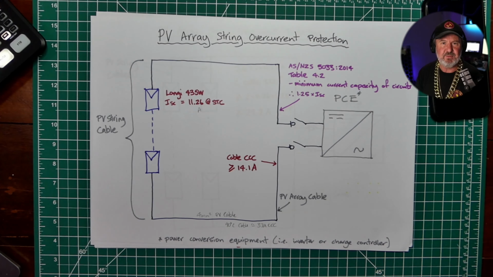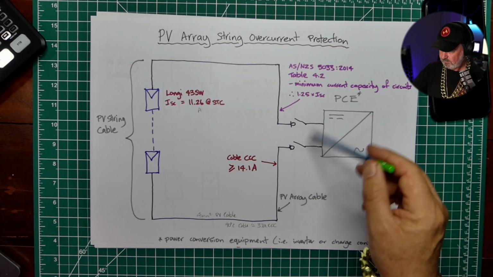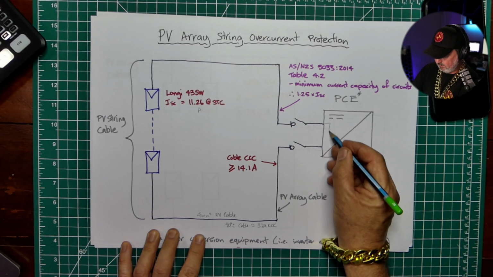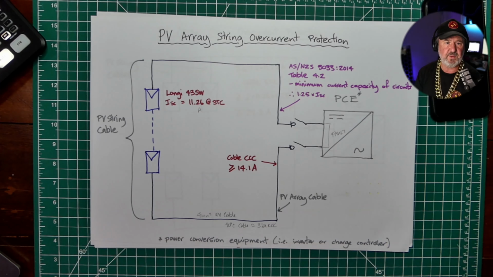But now comes the rub. There's another step in this process, which is in a fault condition, where you may well have a fault on the PCE side. So let's say this inverter chooses to short circuit the array. And so we've got a fault here. So there's a fault internally.